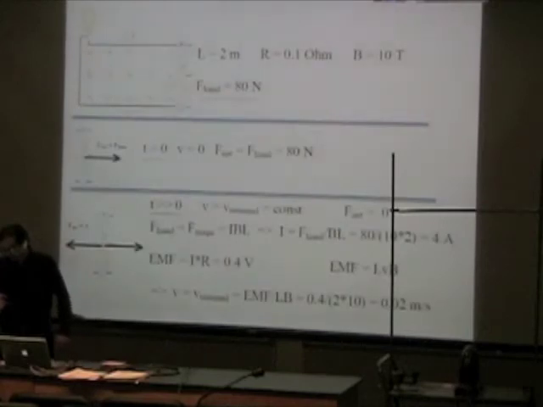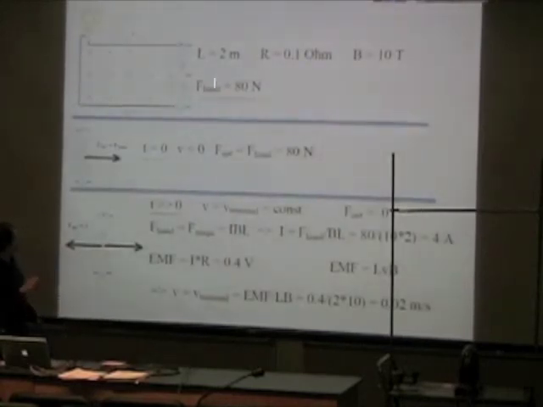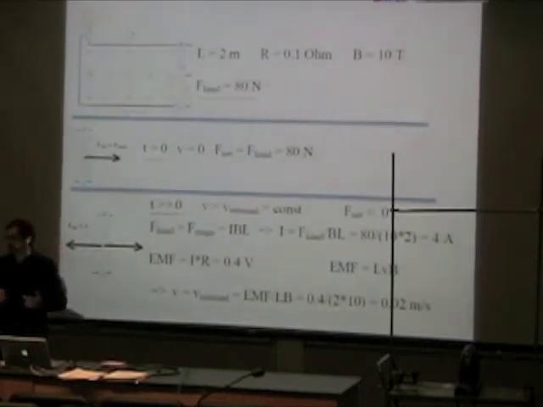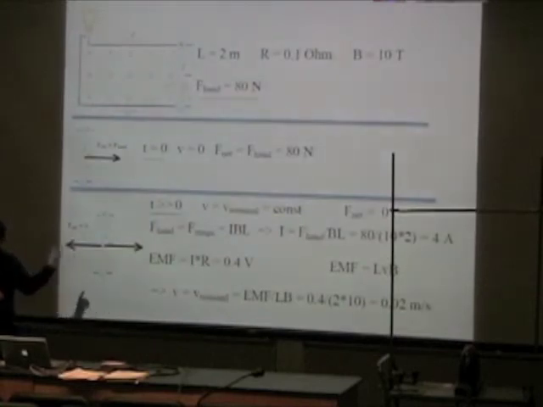So this basically completes a problem related to moving a rod acting like a battery with no additional sources in the circuit. That's important. This circuit has only one source of EMF, this moving rod.